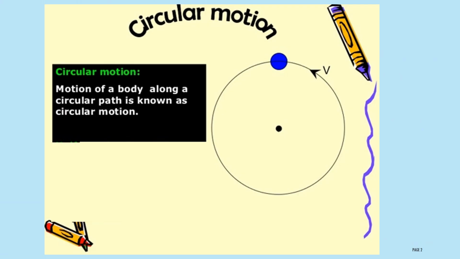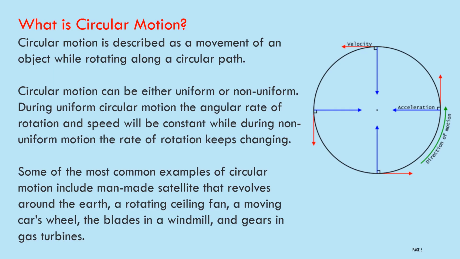Let us discuss one of the important topics, circular motion. Motion of a body along a circular path is known as circular motion. If a body is moving along a circular path, then that type of motion we will call circular motion. Let us discuss in detail about circular motion.